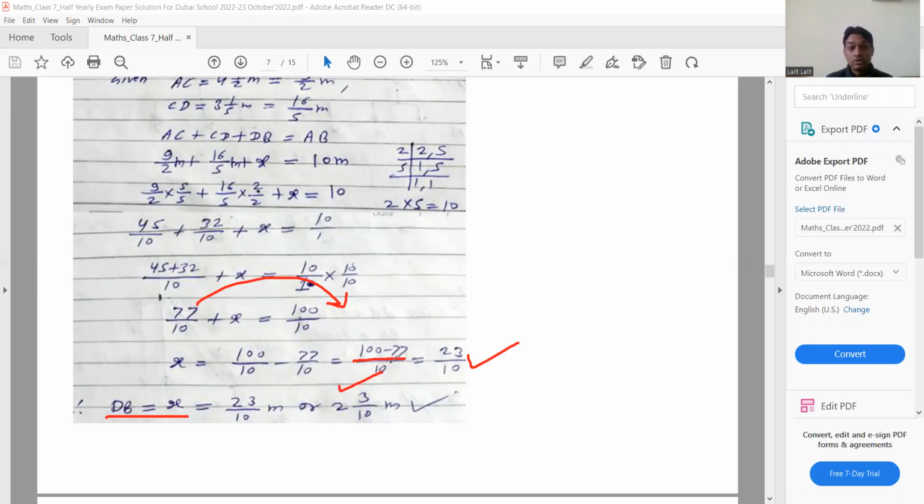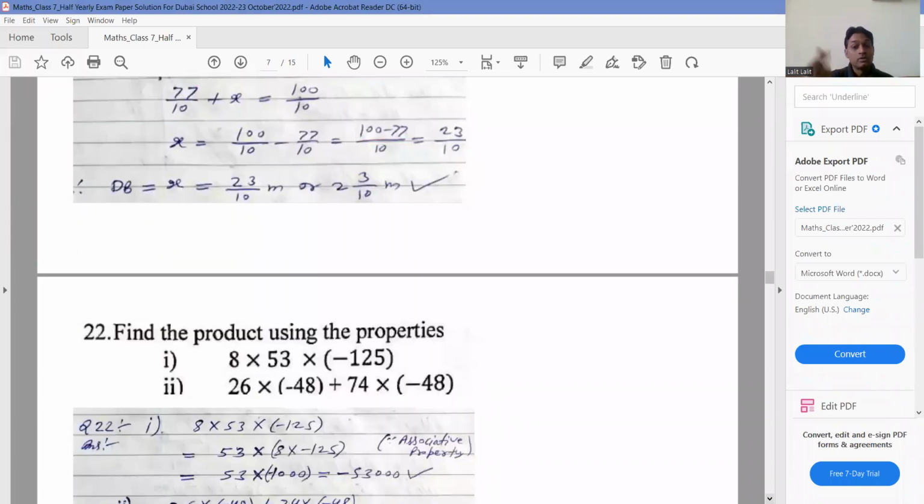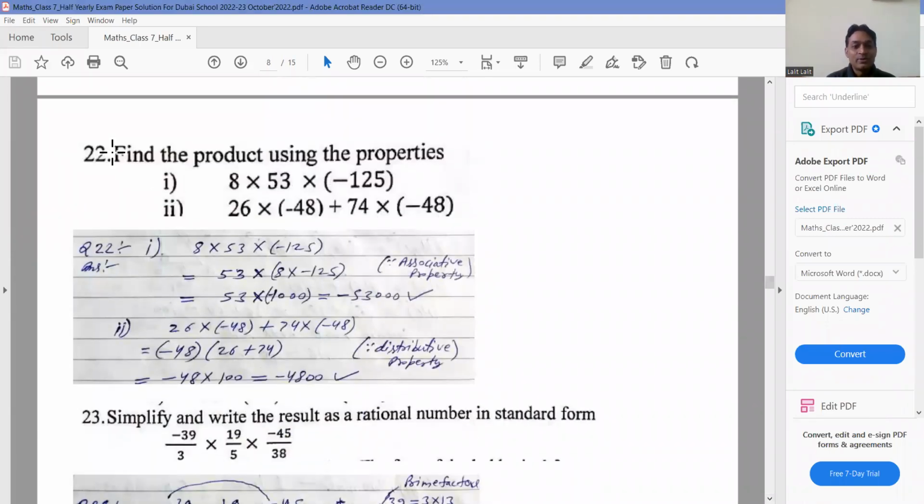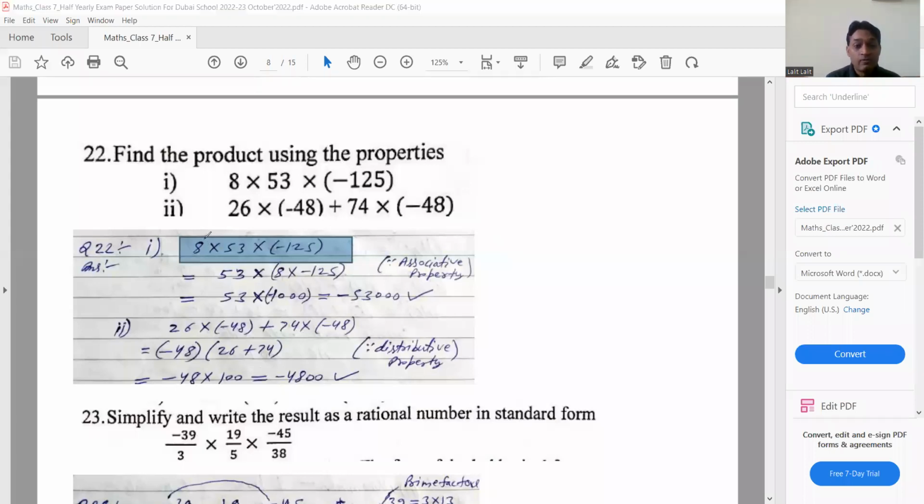Now see, the question explanations are increasing because the marks are also increasing. So question number 22, find the product using properties. When they say using properties, you have to use any of the properties which you have studied, like closure, commutative, associative and distributive. So in the first question, if you see 8 into 53 into minus 125, which property am I going to use to make the product simpler? Associative property.